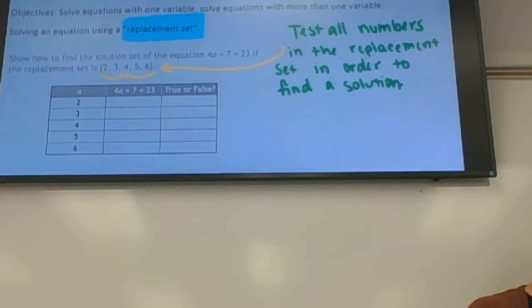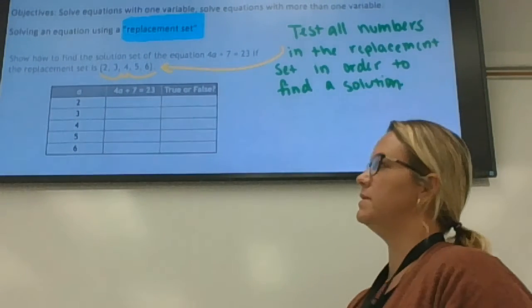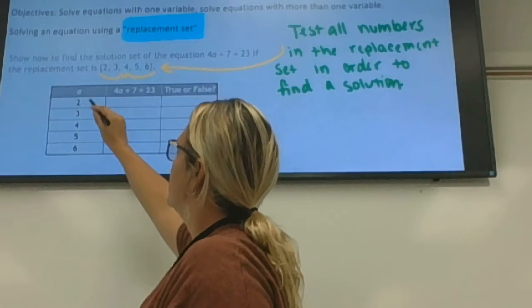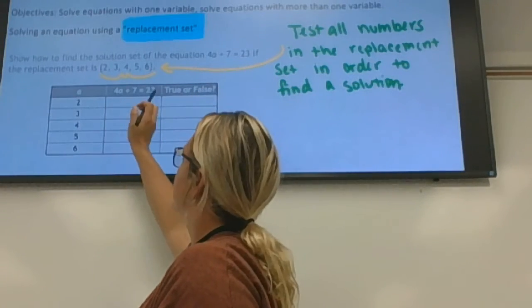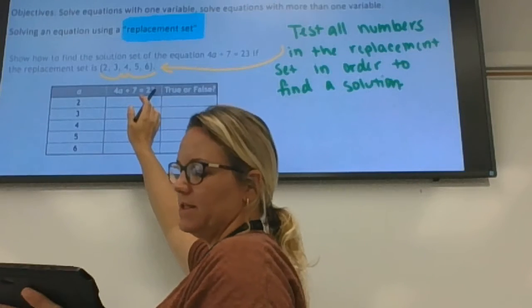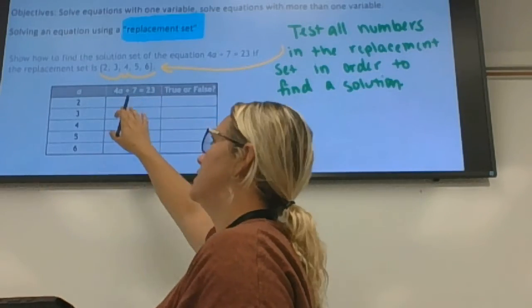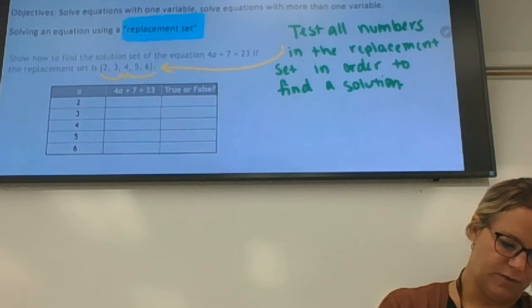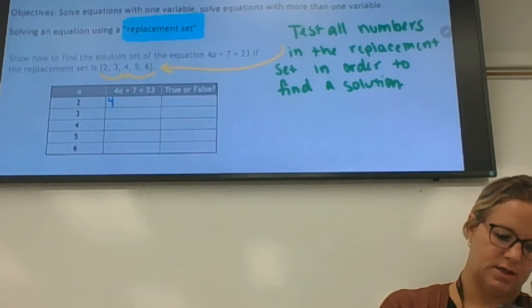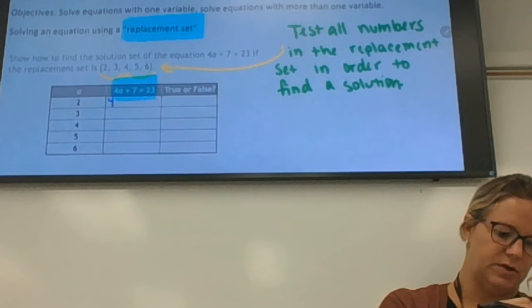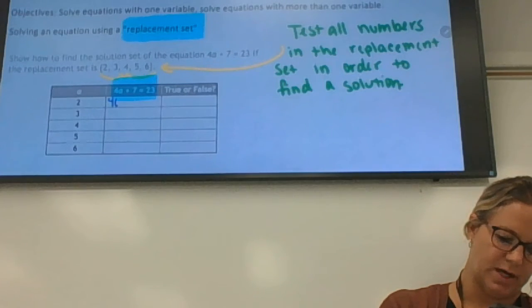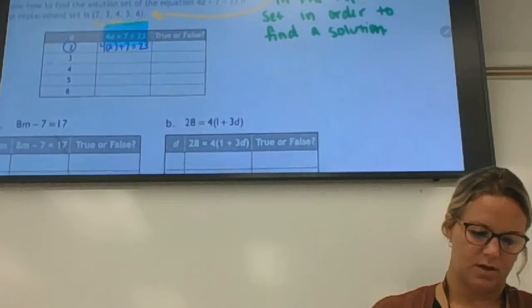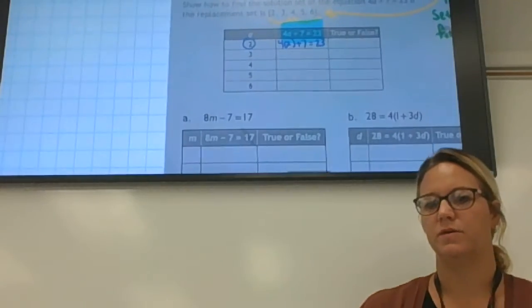So a table's been provided for you, but it won't always be. So we're going to test A here and see if this is a true or false sentence. And there really isn't enough work, so don't even love the table that's been provided. Let me show you what I mean. I'm going to do 4, because the equation's right here. I'm going to do 4 parentheses. I'm not going to write A. I'm going to put the 2 in. Plus 7 equals 23.